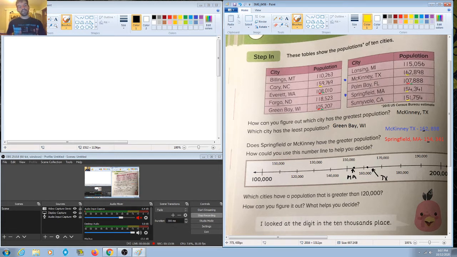So the cities that have a population that is greater than 120,000 are going to be Cary, North Carolina, with 159,769. We have McKinney, Texas, which is 162,898. Springfield, Massachusetts, which is 154,341. And then Sunnyvale, California, with 151,754. Okay, so that will be our answer for that question.